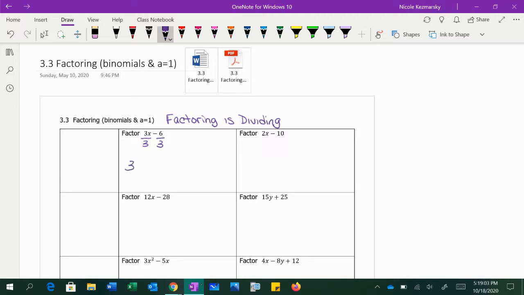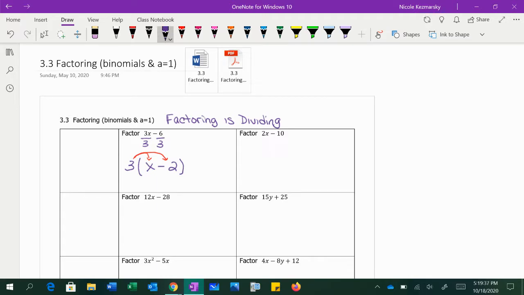And when I write my answer, I'm going to put that 3 in front of parentheses. 3 divided by 3 is 1, so that's going to leave the x. Then I have my minus sign, and then 6 divided by 3 is 2. So somebody took 3 times x minus 2 and did the distributive property to get 3x minus 6. And we can double check our answer if we want to, because I could go ahead and do this and end up with what we started with.